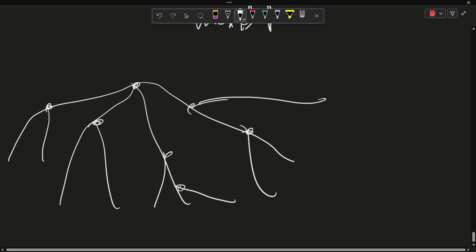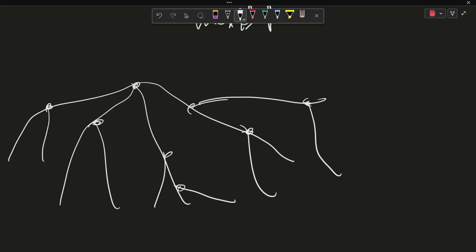Okay, so for this first tree, for each tree you need to choose such a node so that when that node is the root, it gives you a max depth which is minimum among all nodes. Okay, so how can you compute that?